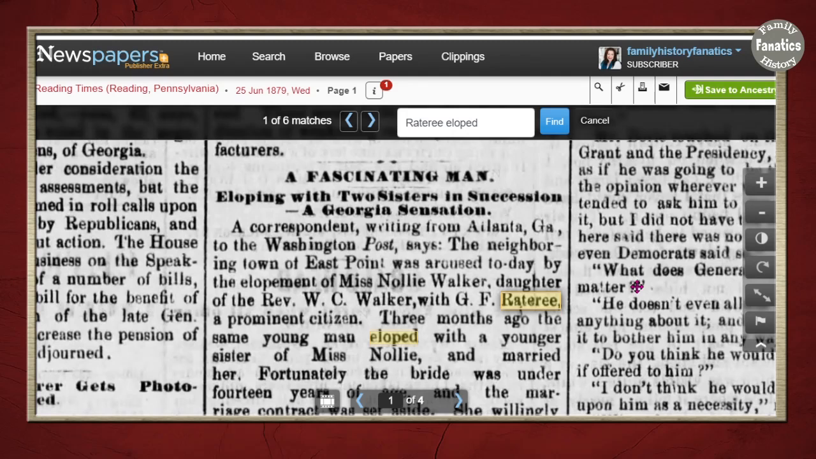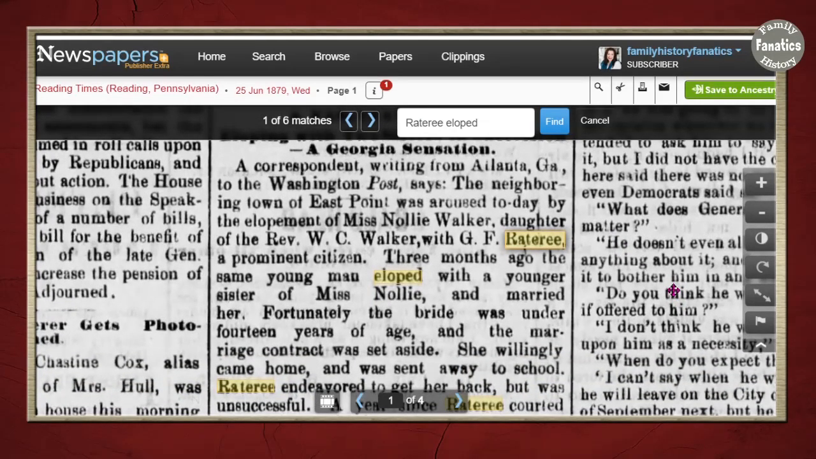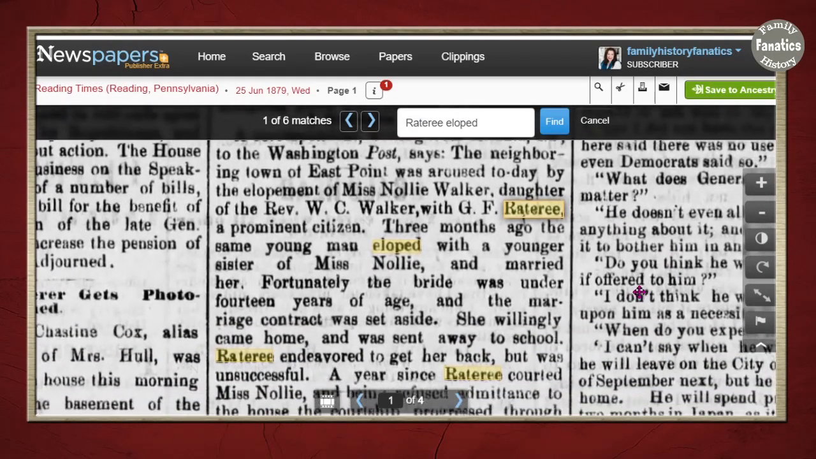Now, in the show notes, I'm going to link to this article, and if you have a newspapers.com subscription, you should be able to read this, but let me give you just a highlight. A fascinating man eloping with 2 sisters in succession, a Georgia sensation. And notice this is reprinted in Pennsylvania as the other ones. So let's see.